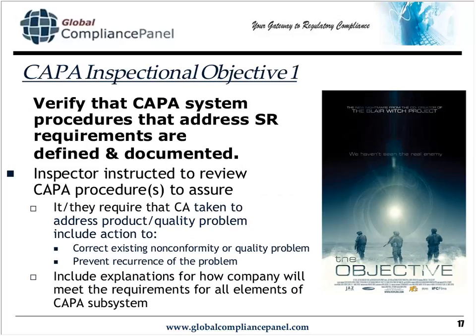So for objective 1, the inspector is going to verify that you have a CAPA system that addresses the QSR requirements, that you have a CAPA system procedure. And the inspector is going to look at your CAPA procedure to make sure that it addresses problems in response to existing nonconformities, but also preventing recurrence of the problems, so corrections and corrective actions. And the procedure should also address each of the requirements for the CAPA subsystem in your procedure.